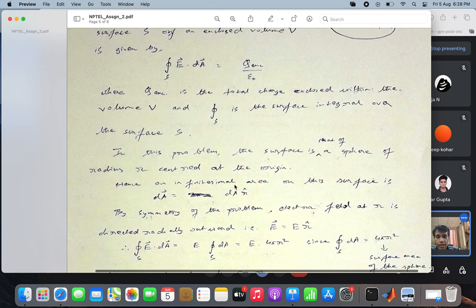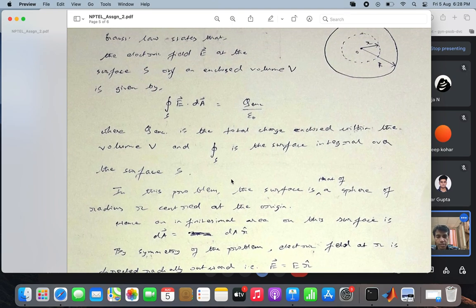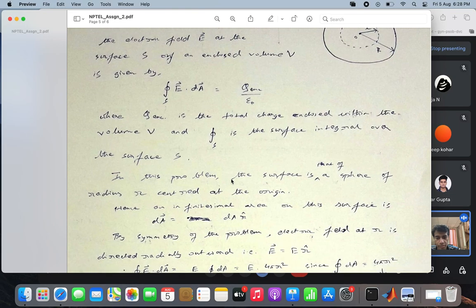And similarly, my area element: my Gaussian surface is a sphere, and the normal vector to the surface of the sphere is also in the radial direction, right?